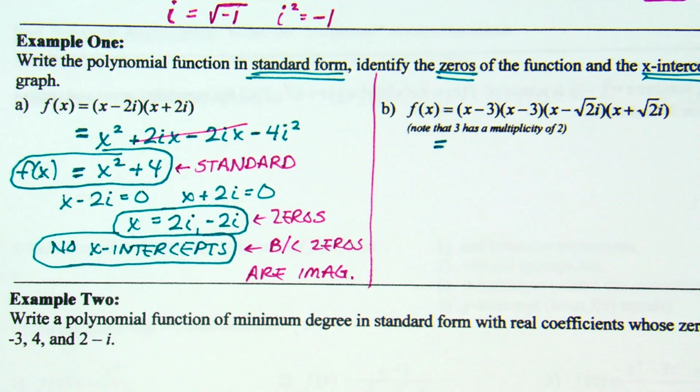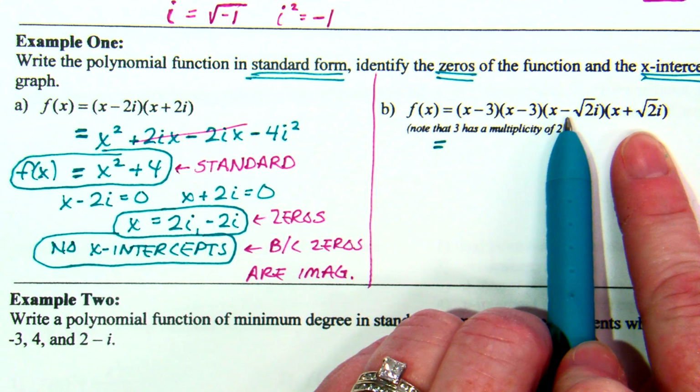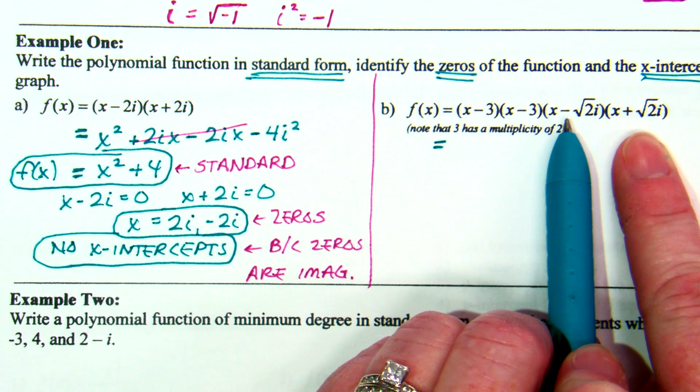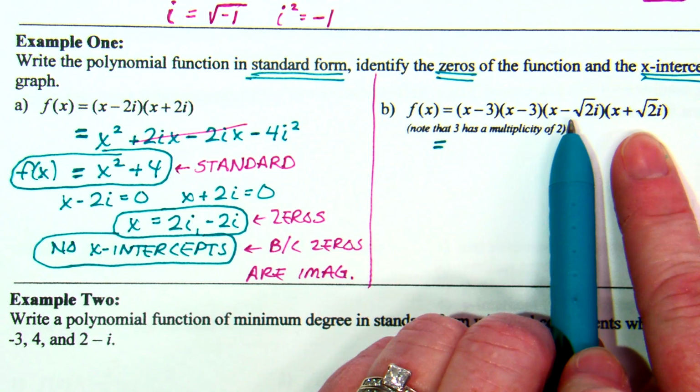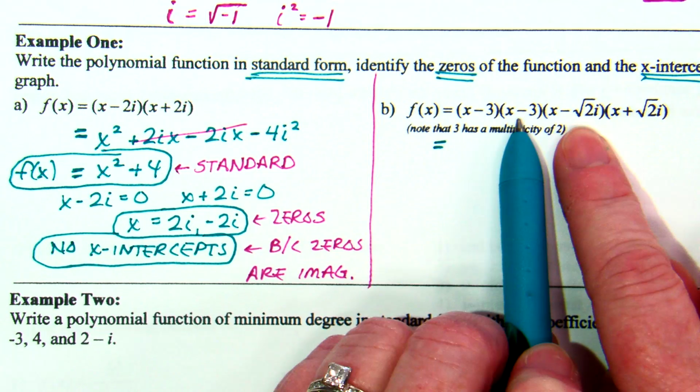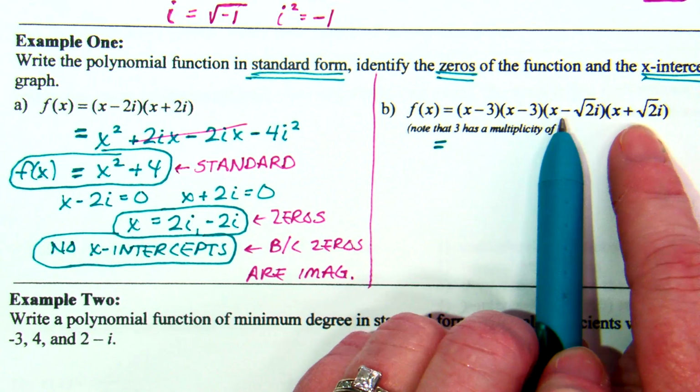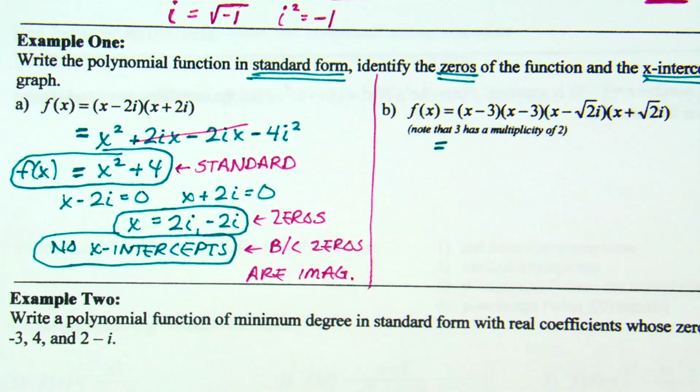Now, you always want to multiply, when you have conjugates that involve your imaginary numbers, that involve your i's, you always want to multiply those together first. Meaning, these two, the x minus radical 2i and x plus radical 2i, make sure that is a pair you multiply together. Don't try and say, oh, I'm going to multiply x minus 3 and x minus radical 2i. That's going to make life a lot messier. Okay, so anytime you have a conjugate pair, make sure that they get multiplied together.